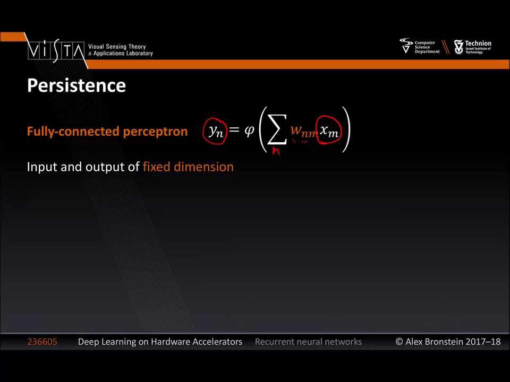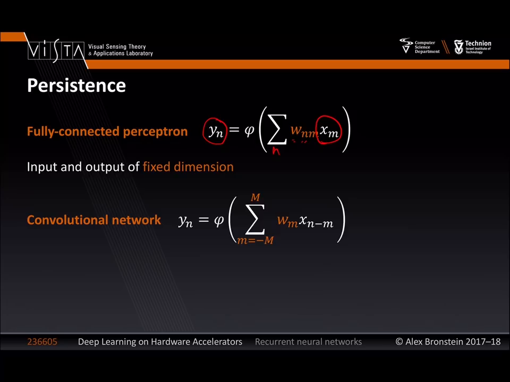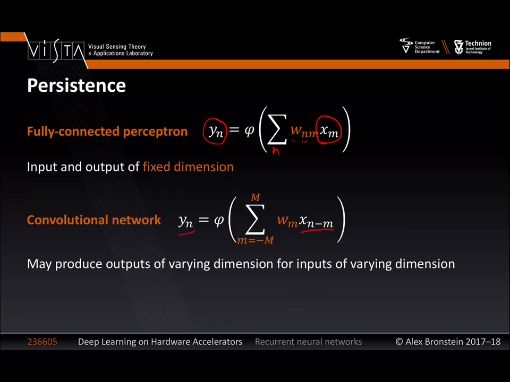Now, what we had with convolutional networks was slightly better. So we thought of x as some infinite signal, and y some infinite signal. Again, I'm ignoring the fact that these signals could be vector valued. So with convolutional layers, we may produce outputs of varying dimension for inputs of varying dimension. Let's say we don't do any pooling, any decimation. Then for the same size of the input, we get exactly the same size of the output. If we do pooling, then there will be some ratio relating the input dimension and the output dimension. This ratio will be fixed.